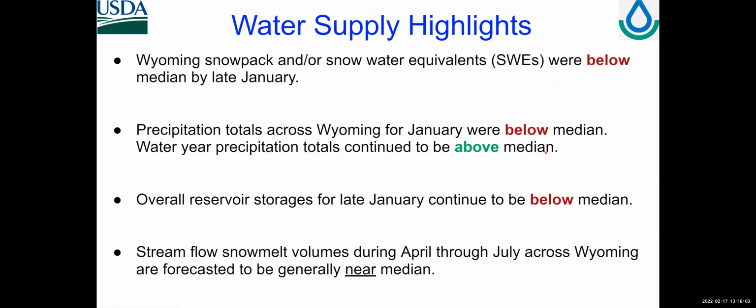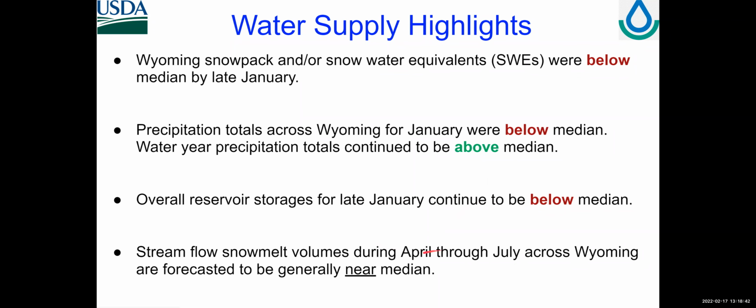Next slide. Here are the highlights, real quick, from the February 1st water supply outlook. Snow water equivalents were below median as of late January. We saw the precipitation totals were below median, but water year precipitation totals continued to be above median. That was a good thing. Overall reservoir storages for late January, again, below median. And the streamflow snowmelt volume forecasts for April through July across Wyoming are generally near median, about 95% of median.